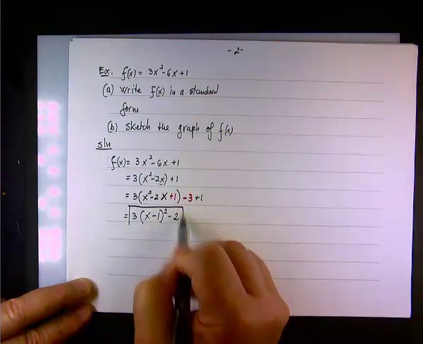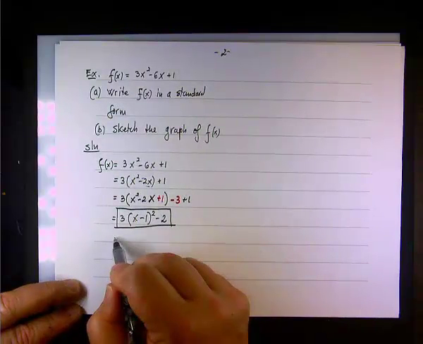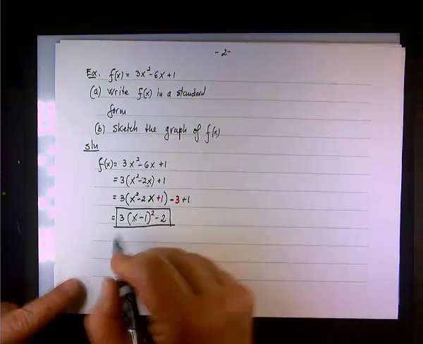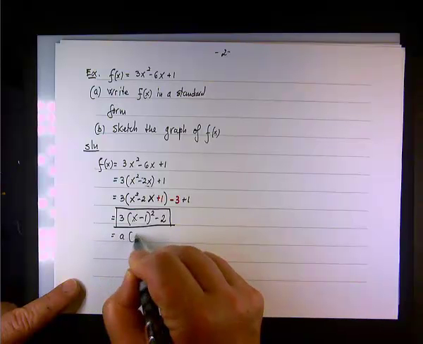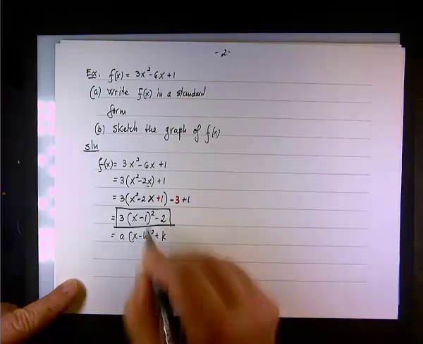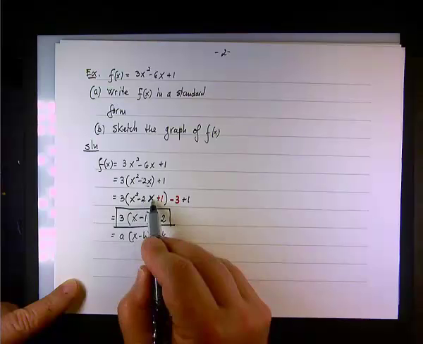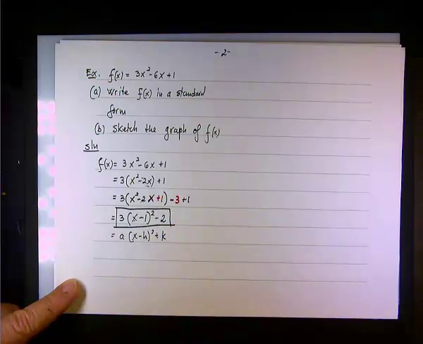So in general, this will be equal to a times x minus h squared plus k. H is always going to be 1/2 of the coefficient of x.